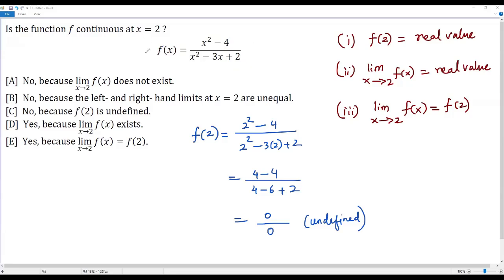Among the given choices, we find that f of 2 is undefined in option C. That is, the first condition is not satisfied. So option C is the correct answer. That is, the function is not continuous at x equals 2 because f of 2 is undefined. So the correct answer choice for this one is option C.